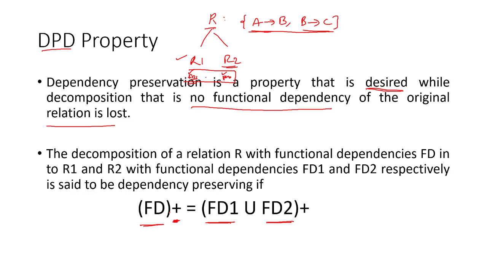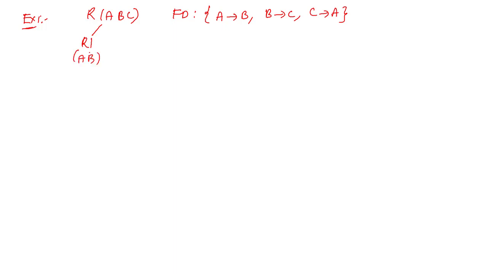You have to calculate the closure of all the attributes that are present in the functional dependencies. So let us take the first example, example 1. There is a relation R with the three attributes A, B, C. The functional dependencies for this relation R are A implies B, B implies C, and C implies A. Now this relation is decomposed into R1 which contains attributes AB, and R2 which contains attributes BC.